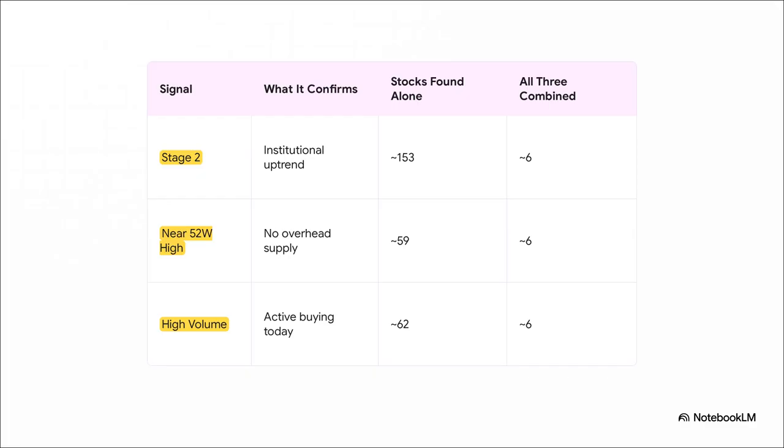On any given day, the Stage 2 scan alone might find over 150 stocks. The near high scan might find 60. But when you apply all three filters at once, demanding that a stock meets every single criterion, that huge universe just collapses down to a tiny handful. Each signal validates the others, which is exactly what gives this list such high conviction.